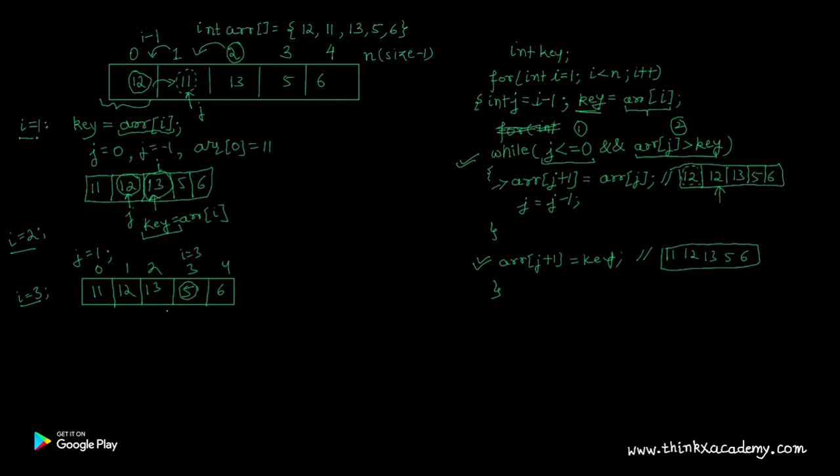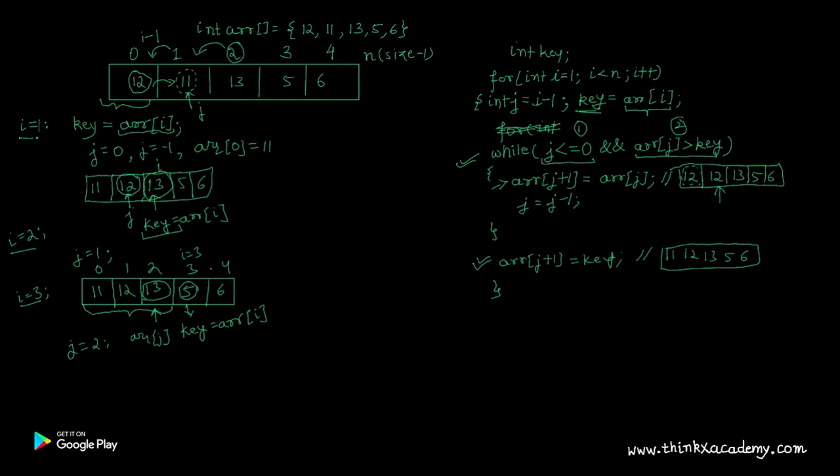And now I will assign this value to the key variable. And now since we will have to compare this in this set, we will use this while loop. And we know that the value of j will be i minus 1. So i is 3, so j will be 2. So since j equals 2 and the array at j position is equal to 13, now we are going to compare whether array j position is greater than key. So you can see that the key value is lesser than this one.